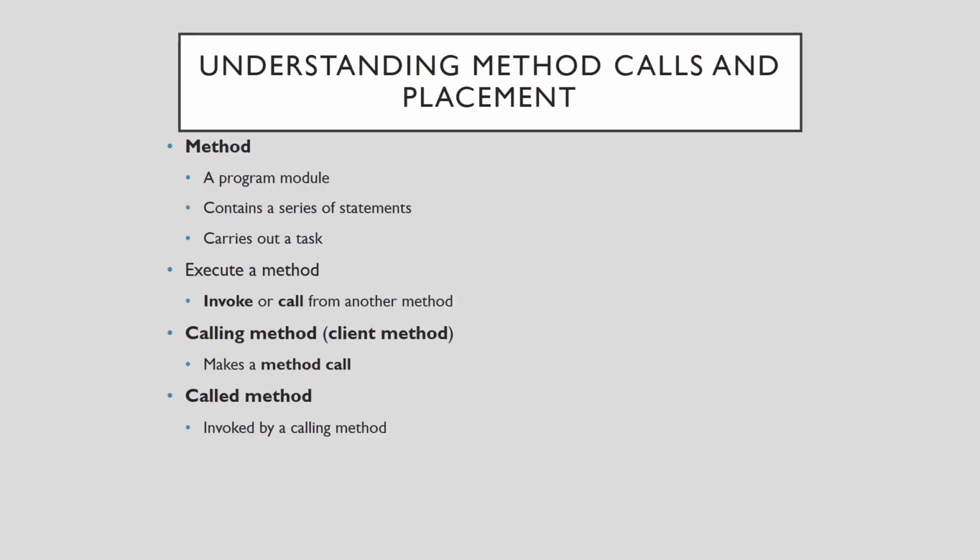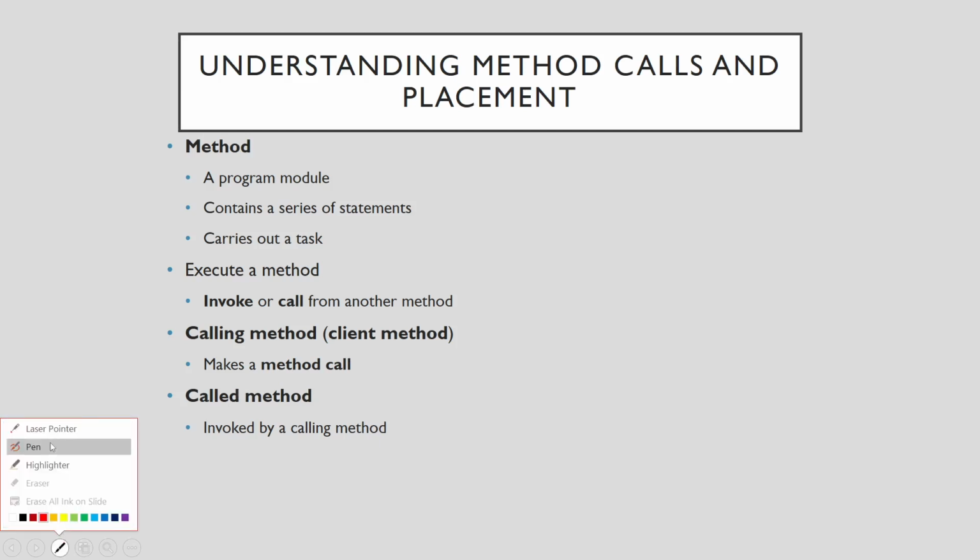First, we have to understand method calls and placement. A method is a program module to perform a specific task, and a class can contain many methods. Now, to execute the method definition, we have to invoke or call the method. We can place the method call in any other method, and the method that contains the method call or invocation is called the client method.